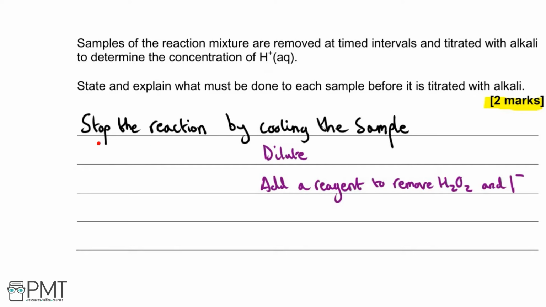But that gets us to 2 marks for the question. The first is for saying we stop the reaction, and the second is for explaining how we can stop the reaction, where one of these 3 options would get us that second mark.